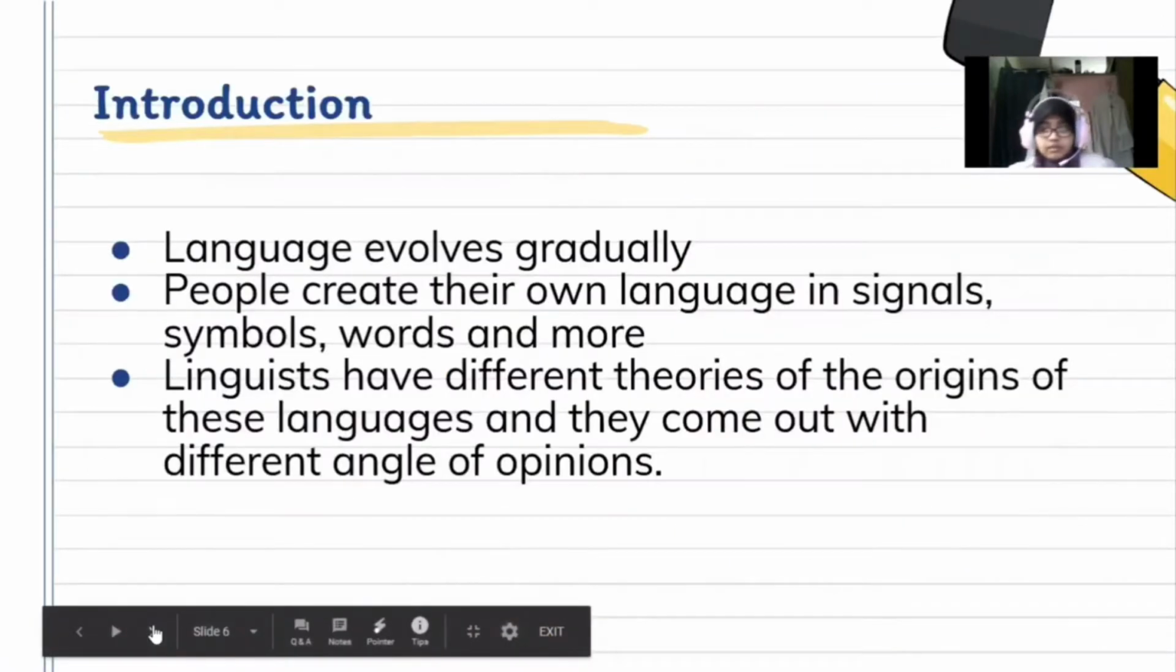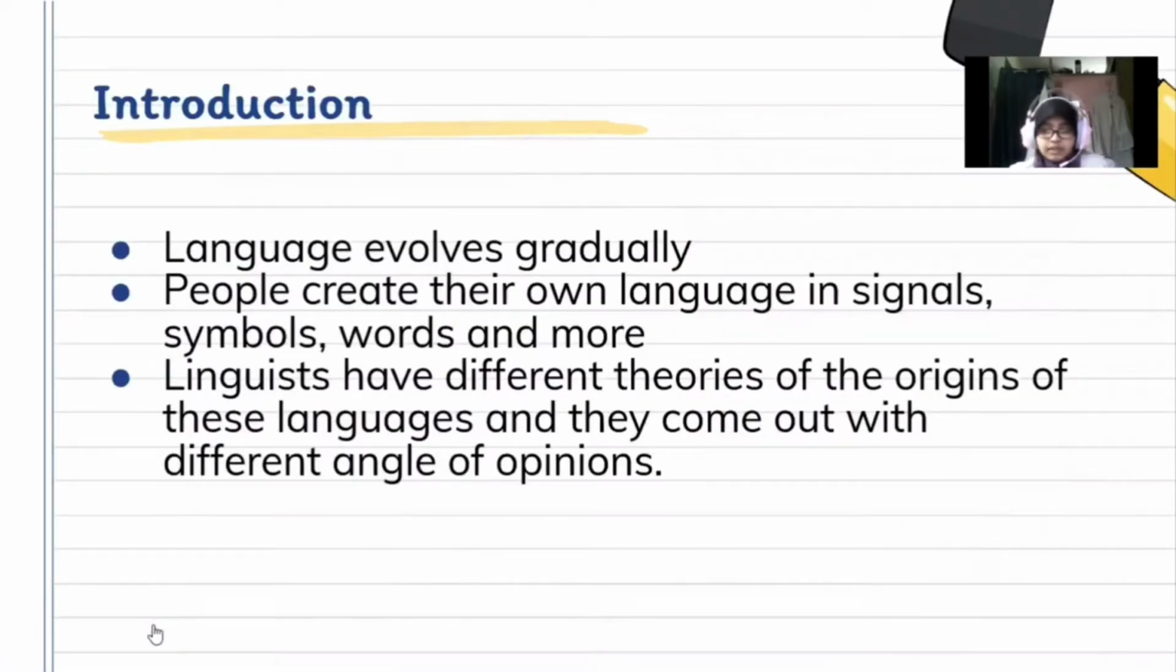And of course, language evolves gradually, just like humans. In time, people create their own language in signals, symbols, words, and more. But who started the language? Linguistic professionals have many different theories regarding the origins of language, and as a result, many opinions were created. Thus, let us move to our next slides.